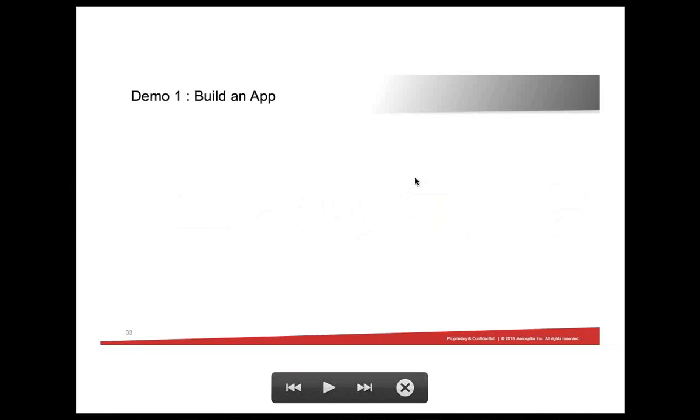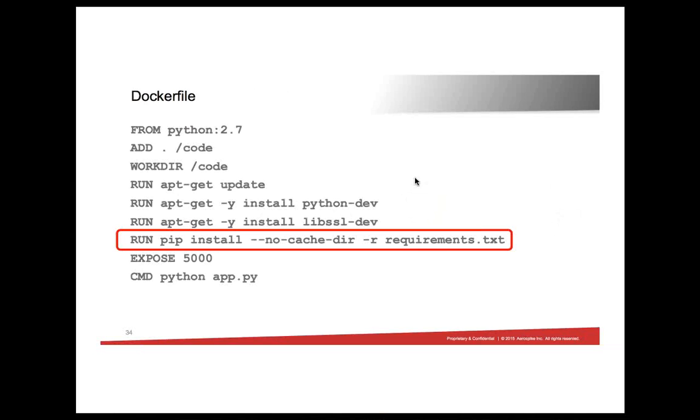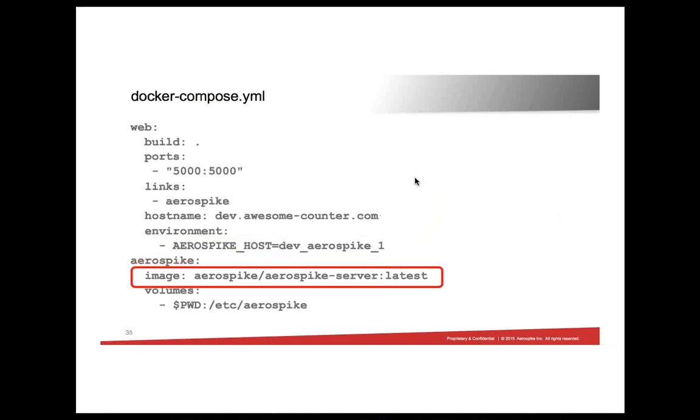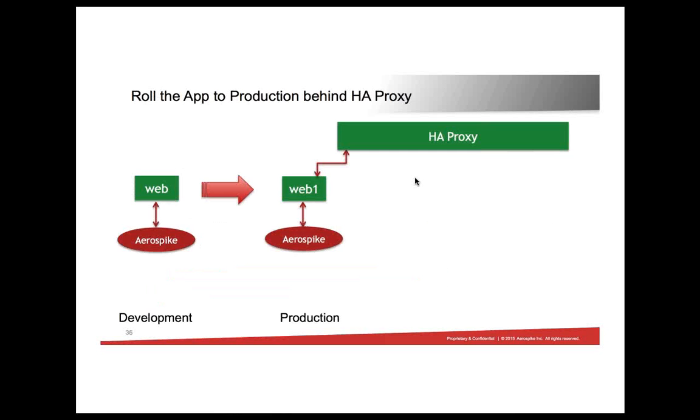So that's the first part. We've built an application and everything looks good, and we talked about the Docker Compose file and the Dockerfile, so we won't cover that again. Now I've had it running in development, the development team's given it the thumbs up, and we now want to deploy this into production.